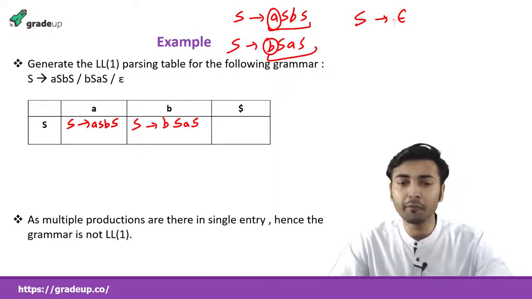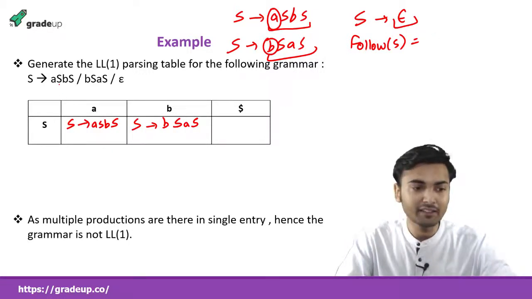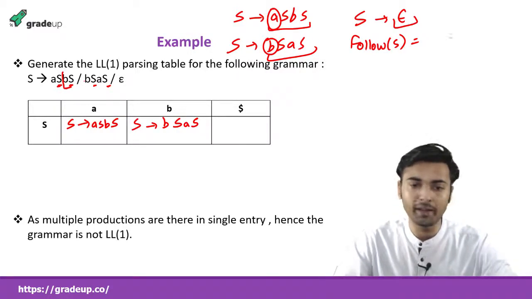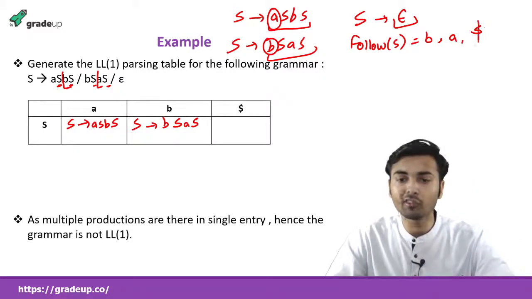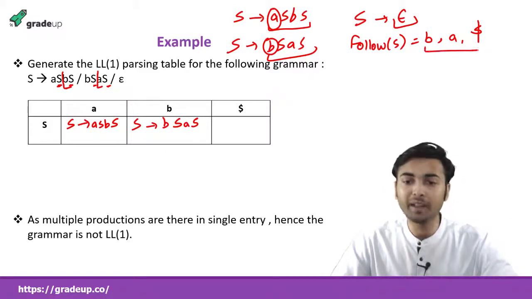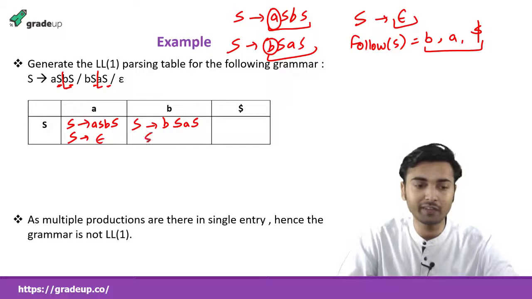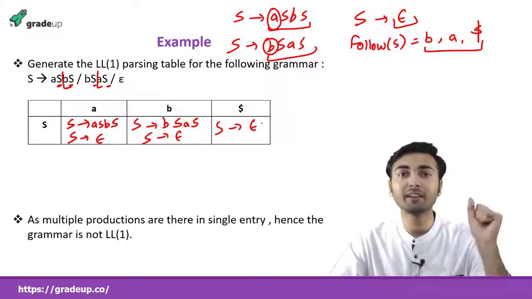But what is the first of this? Null. You cannot take null. So where will you place it? In follow of S. Now S is here also, here also. What is the follow of S? B. Comma. What is the follow of S? A. And S is also the starting symbol, so dollar will also be in follow and nothing else. So place this production in A, B and dollar. So S goes to null comes here, here, and here. This is the final parsing table.